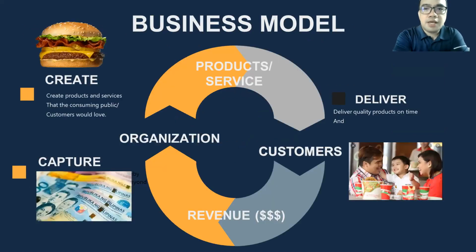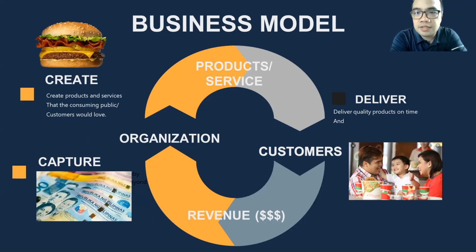So it's just in the previous slide, we kind of discussed this. The Jollibee business creates products and services that the consuming public, the customers, would love. They develop these products and test them before really launching them in the market. You know, how many times do they have to test this? It's not just about developing it, but capturing the taste of the Pinoys. And then they deliver these services to the restaurants, right?